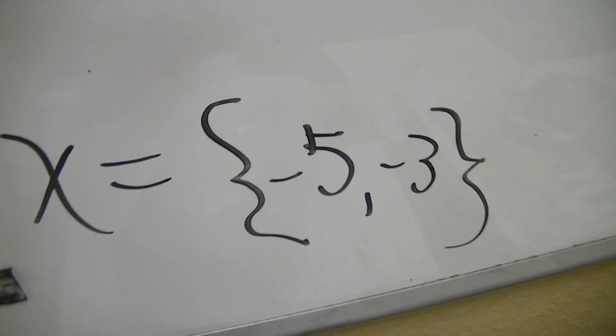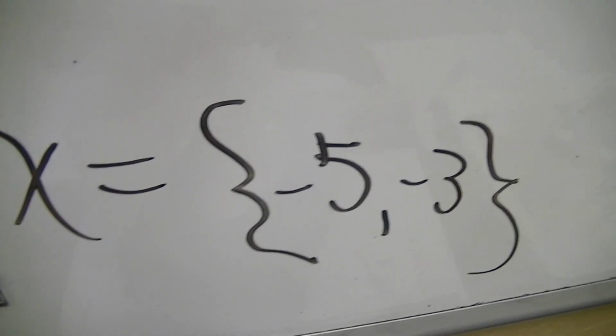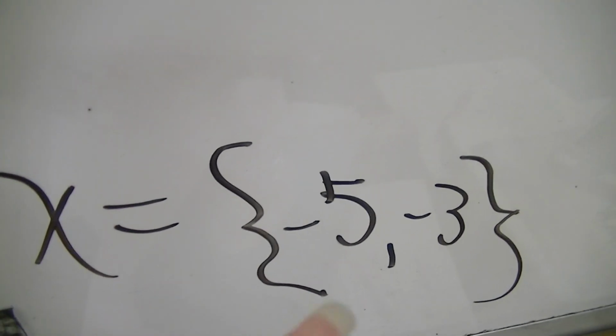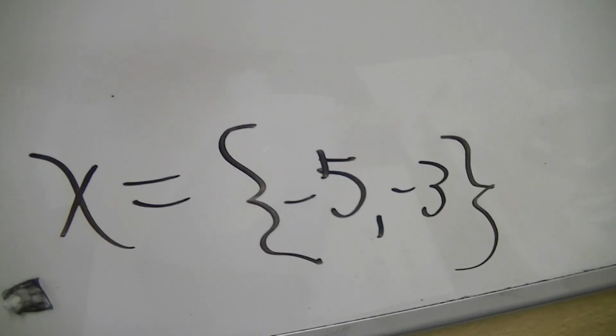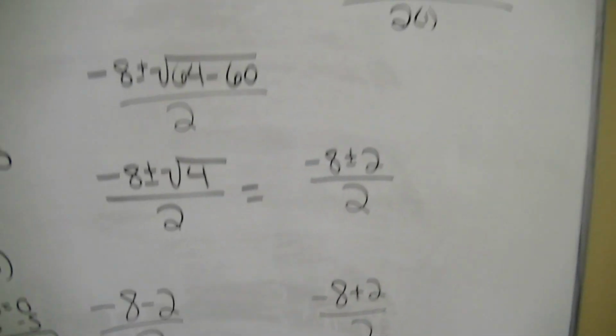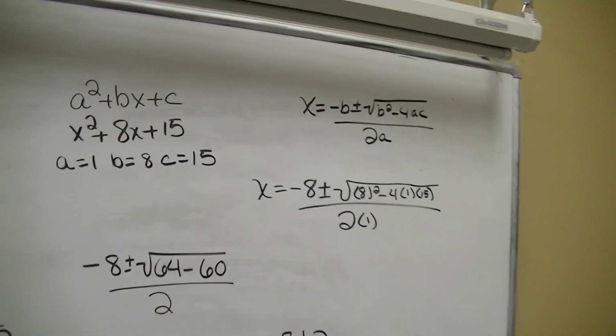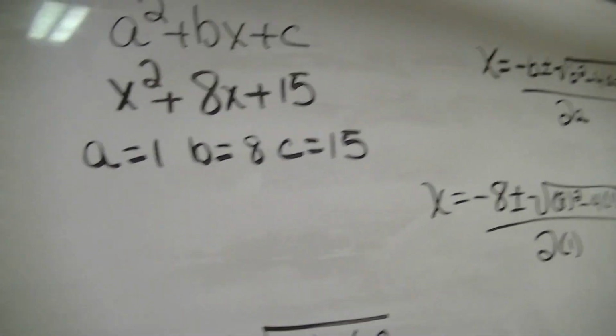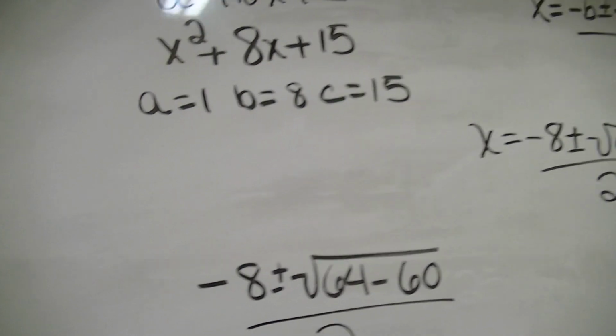So the way they do this is they put it in curly brackets, and then we say x equals negative 5, comma, negative 3. So either one. So this is the long, bulky way of doing this. But congratulations, we can still do this in our backdoor method. Now you can't always do the backdoor method, but in this particular one we can.